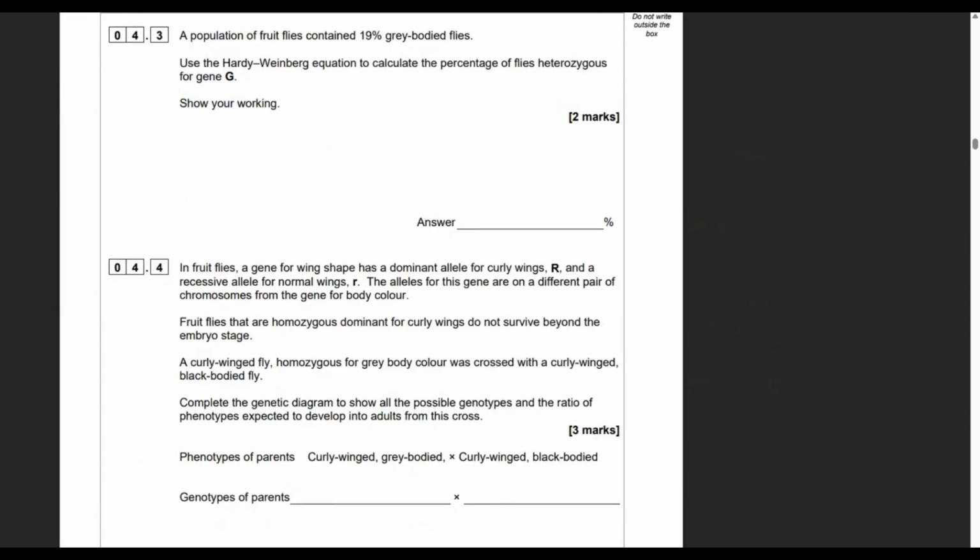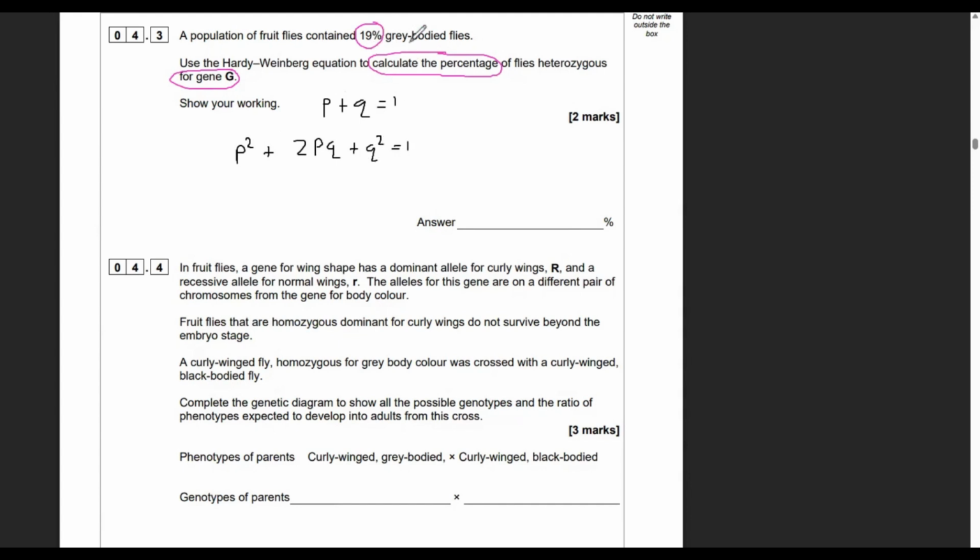Right, let's go to 4.3. A population of fruit flies contained 19% grey-bodied flies. Use the Hardy-Weinberg equation to calculate the percentage of flies heterozygous for gene G. Show your working. So the first thing you have to memorize with the Hardy-Weinberg are the two equations. You want to do p plus q equals 1, and then you want to write p squared plus 2pq plus q squared equals 1 as well.